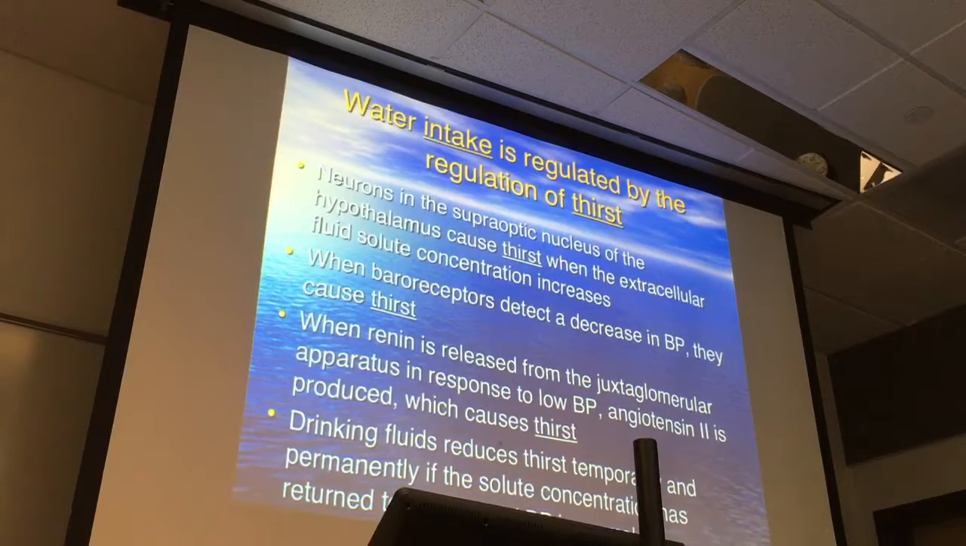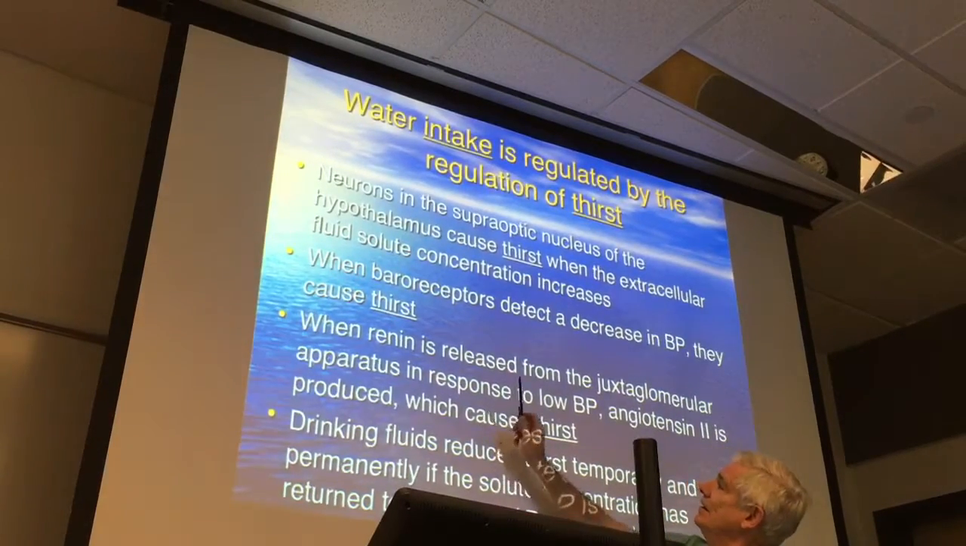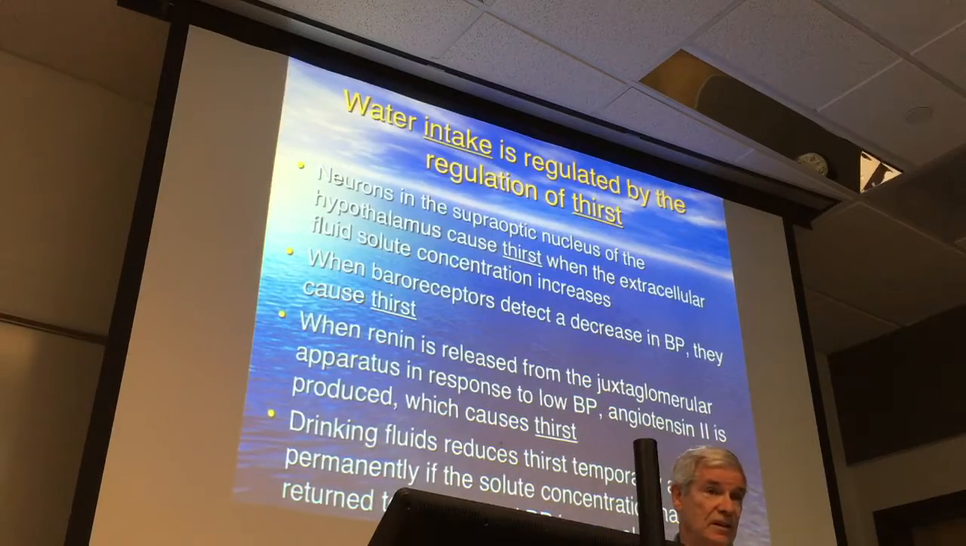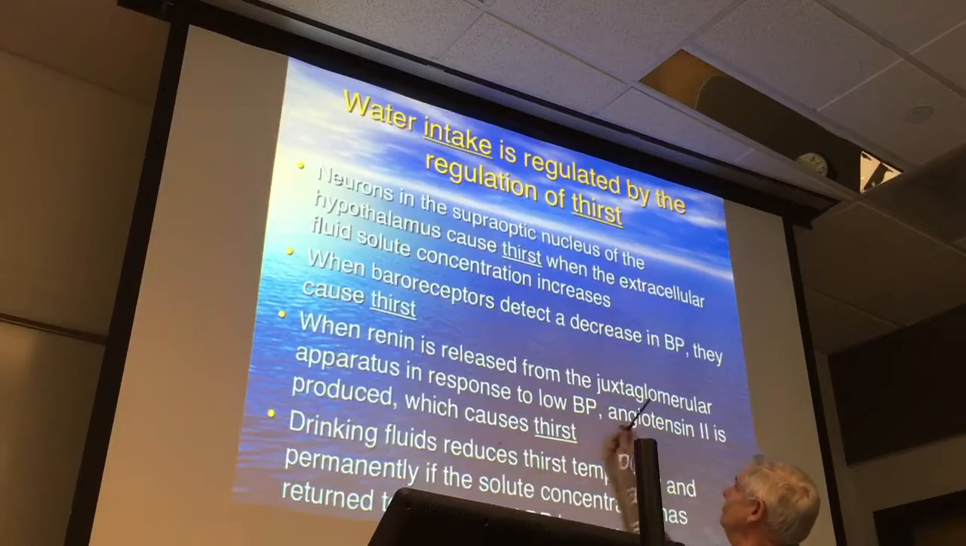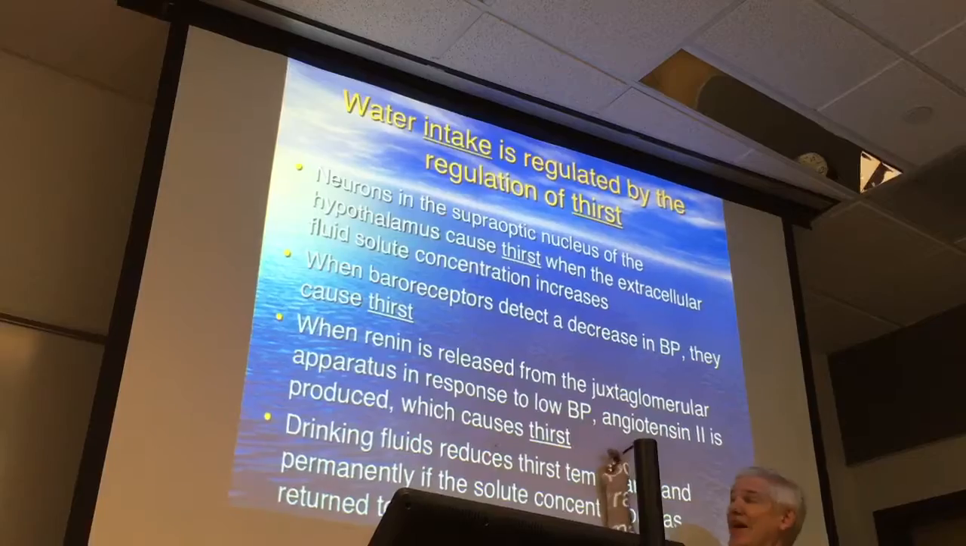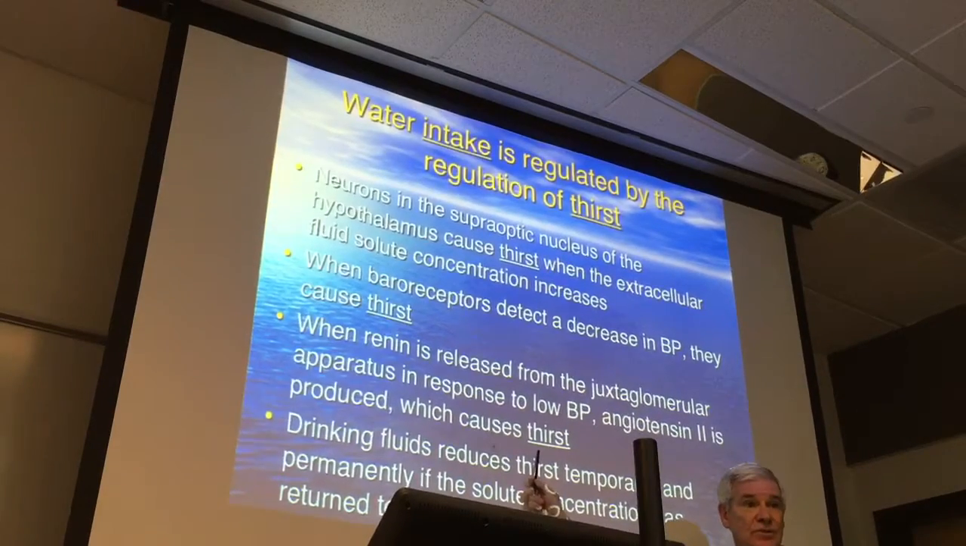Okay. We have baroreceptors that are measuring blood pressure, okay? We talked about those baroreceptors in the carotid body and the aortic body. And whenever they detect a decrease in blood pressure, guess what you feel? Thirsty. Next, when blood pressure's low, you're gonna release renin. That's going to cause angiotensin 2 to be produced. That is a stimulator of thirst.